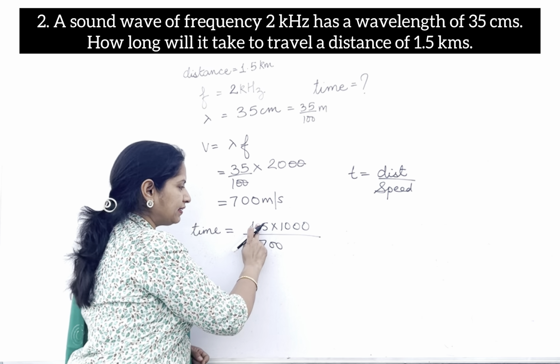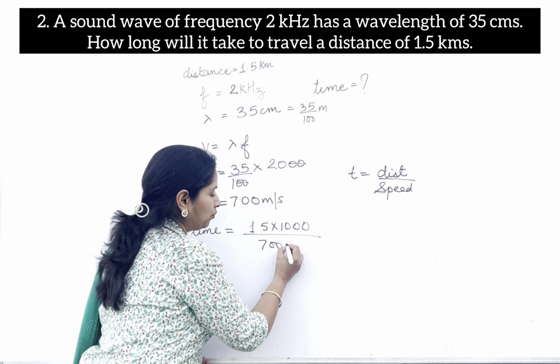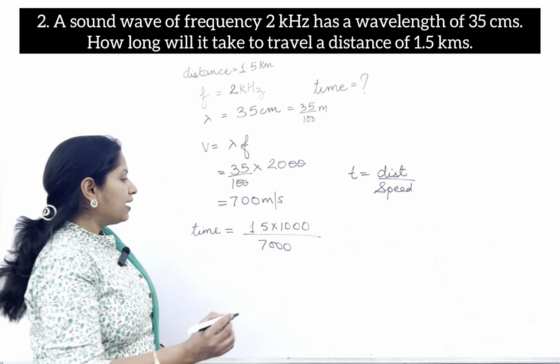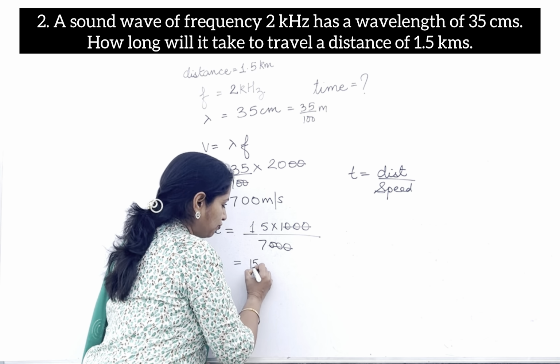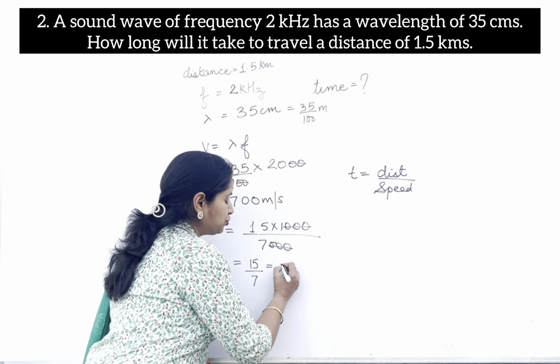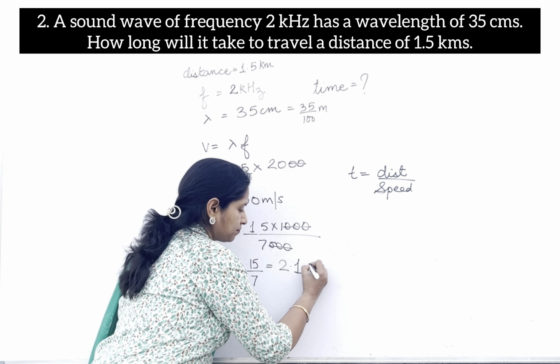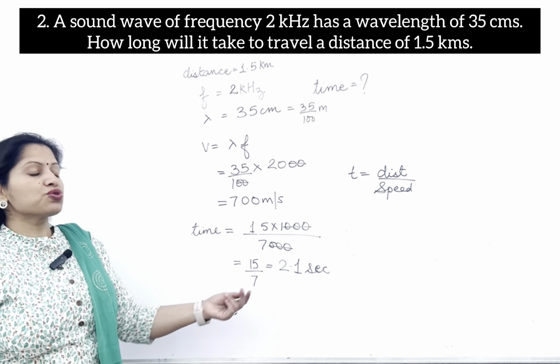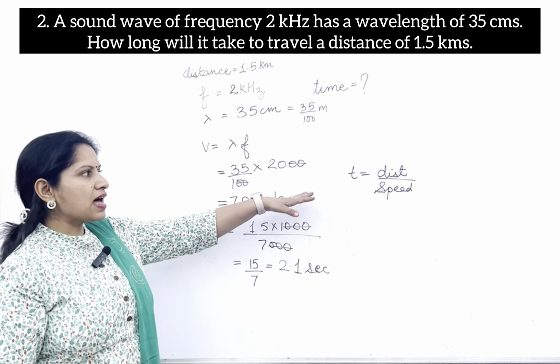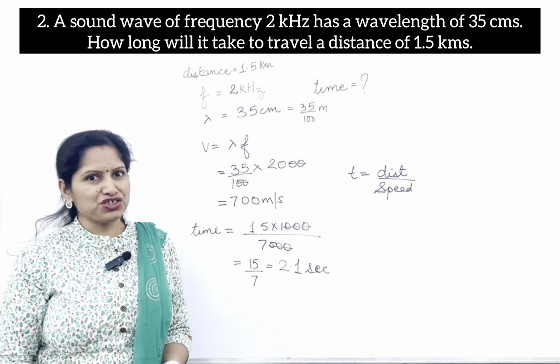1.5 का point हटा देते हैं. So we will divide it with one more zero. Then we just have to cancel that out and we get 15 upon 7. That will give you 2.1 seconds. One decimal place तक find out करना sufficient है. So in 2.1 seconds, the sound wave would be traveling this much distance.